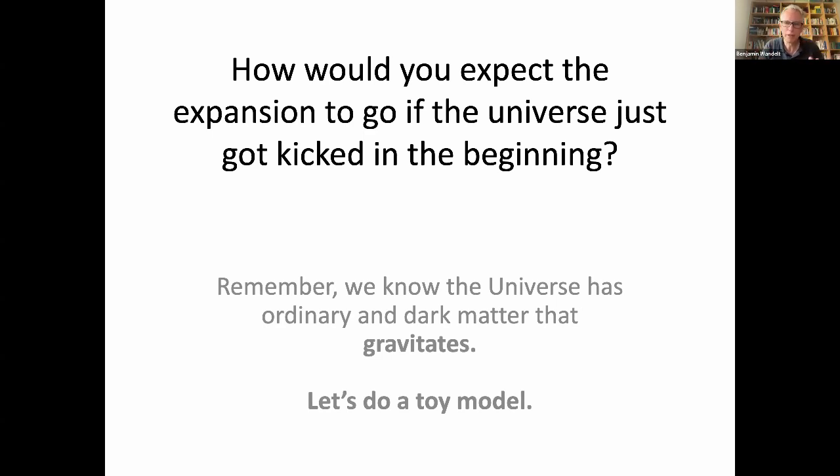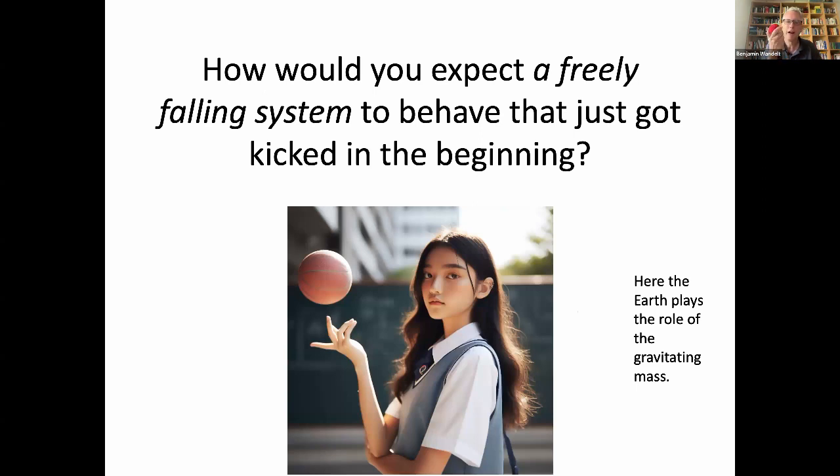All right, so let's try a toy model to understand this. For this toy model, can you see me? I'm going to use this little ball. Think about a gravitating situation where something got a kick in the beginning. So how would you expect a gravitating system to behave that just got kicked in the beginning? Okay, if I kick this in the beginning, give it a little kick, it flies up and comes back. I could kick it a bit more, it goes out of frame, but it does come back. If I kick it a bit more, if I threw it really hard, maybe it would actually fly off the Earth and keep going, okay?